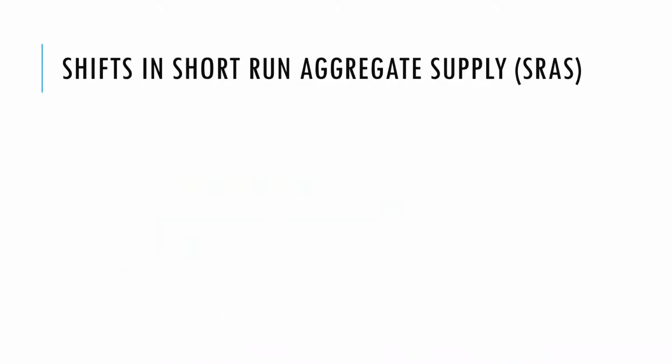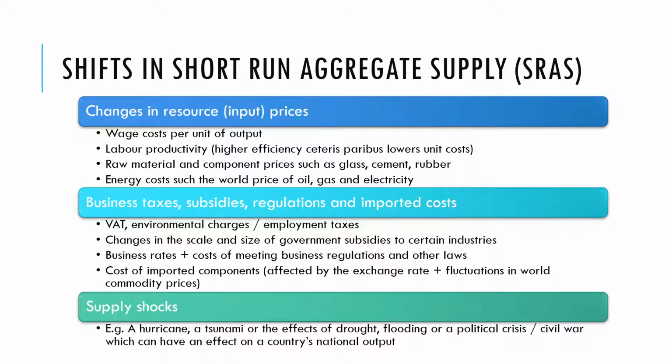But what else might affect the level of aggregate supply, and what might cause a change in the willingness of firms to supply at a given price level? In other words, what might cause shifts in the short run aggregate supply curve? Well, there are three broad categories, and all of these might affect businesses. So the first one is changes in resources or resource prices, the inputs that businesses use to produce.